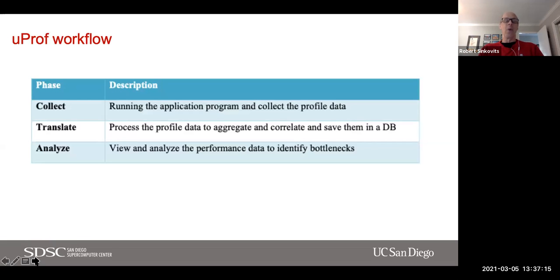So the uProf workflow is pretty similar to Gprof. You're going to have a collect phase where you run the application program and collect the profile data. Translate, which is where you take that profile data, aggregate it and correlate it, and save it into the database or into the CSV file. So the translate stage is analogous to when we ran Gprof on the executable and the gmon.out file. And then finally analyze. This is where you view and analyze performance data so that you can identify bottlenecks in your code.